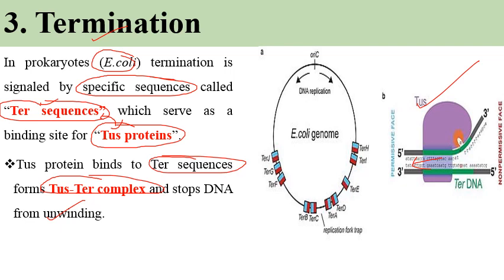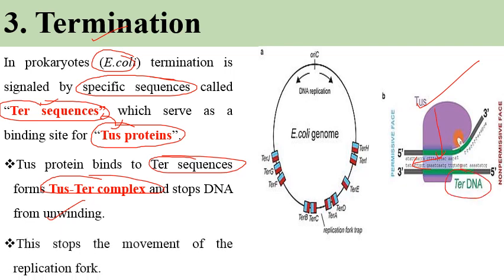So this is a TUS protein and these are TER sequences. ये दोनों combine करते हैं to form a complex. This stops the movement of replication fork and stops the process of DNA replication. This is termination in case of DNA replication.